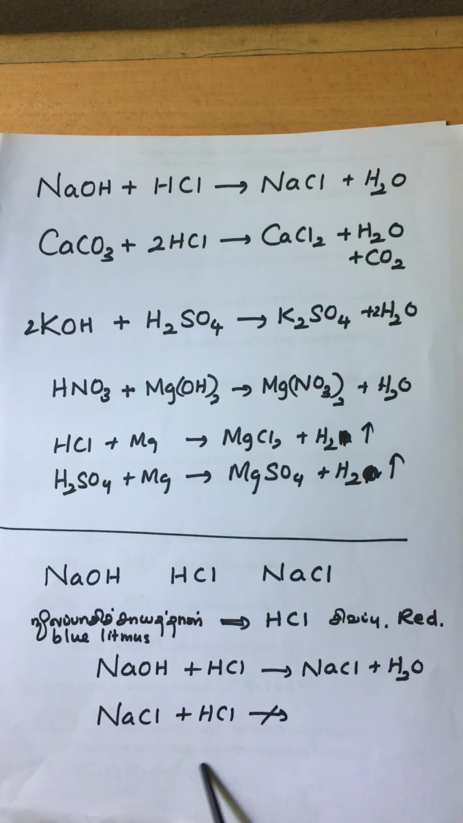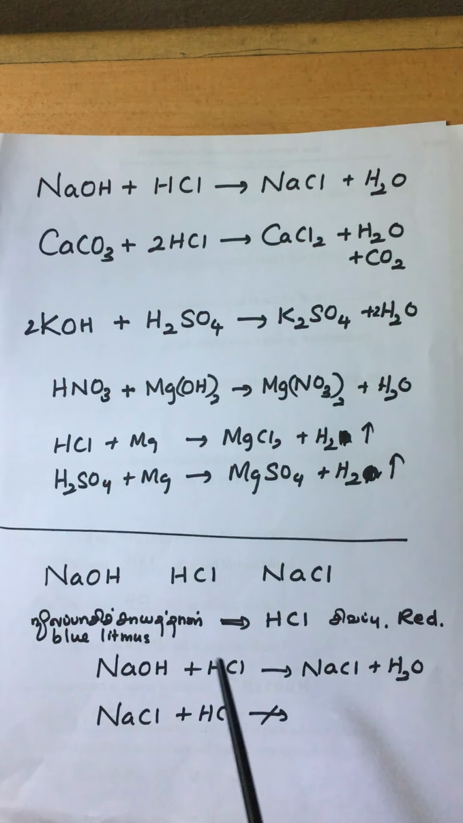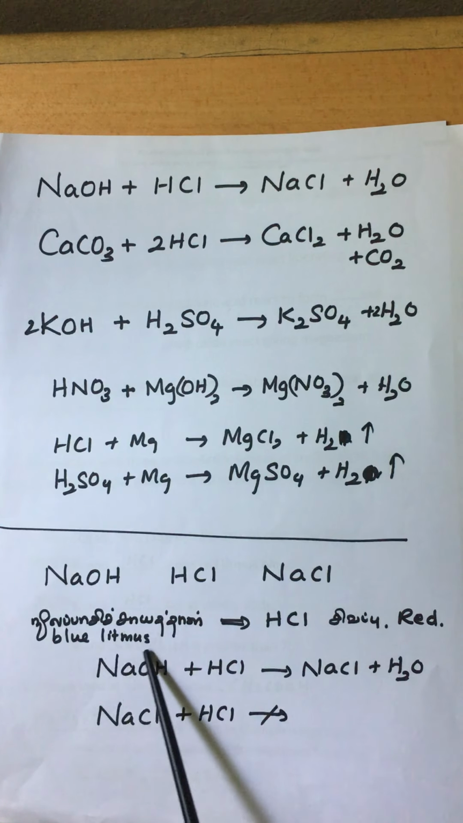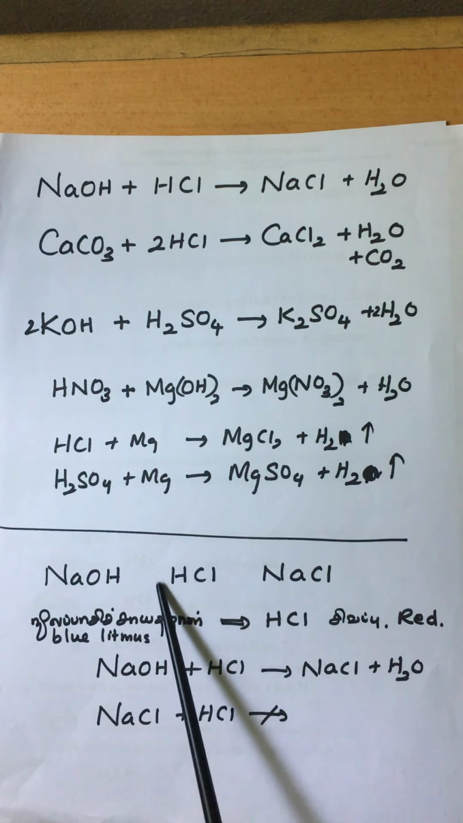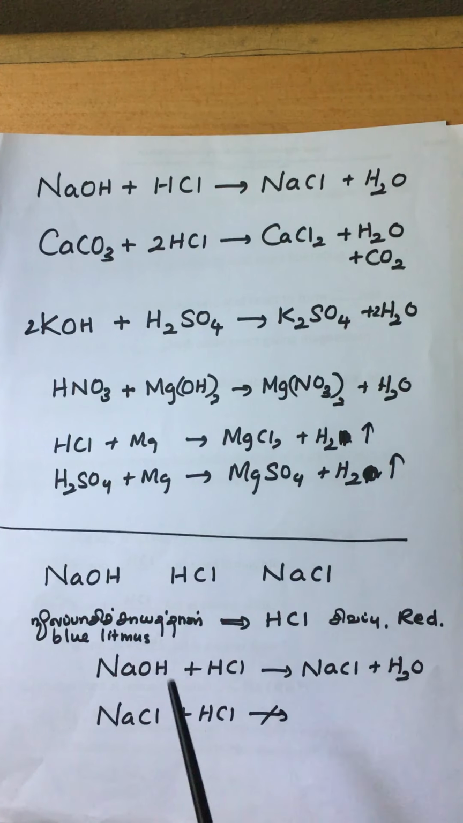Here sodium with chlorine, double displacement reaction, sodium chloride and hydrochloric acid. That means you are getting the same substances, that means no reaction. So first you identify hydrochloric acid by using blue litmus. You can identify hydrochloric acid because it is an acid, and blue litmus turns red.